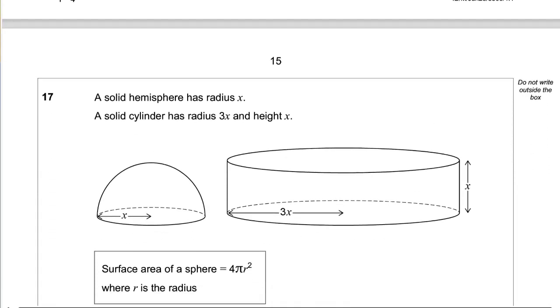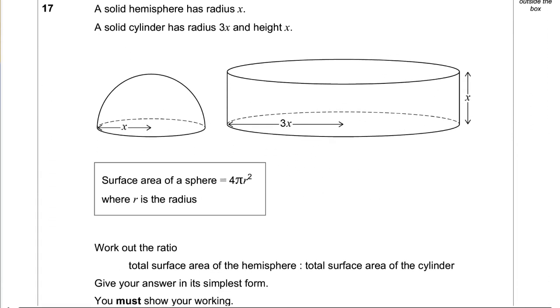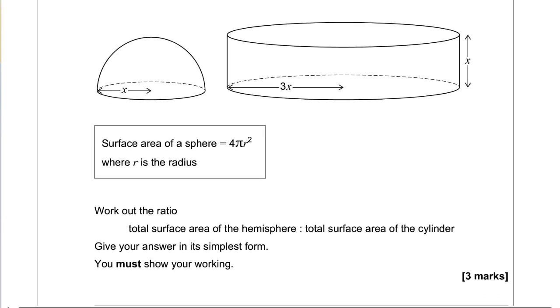Question 17. A solid hemisphere has a radius of x, a solid cylinder has a radius of 3x and a height of x. Surface area of a sphere is 4 pi r squared, where r is the radius. Work out the ratio of the total surface area of the hemisphere to the total surface area of the cylinder, giving your answer in its simplest form.